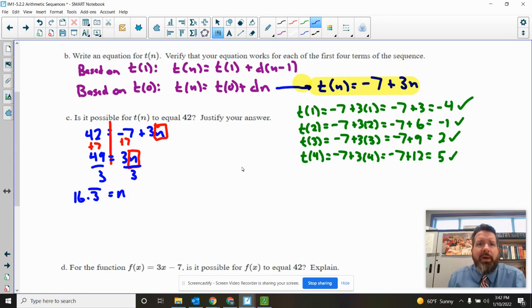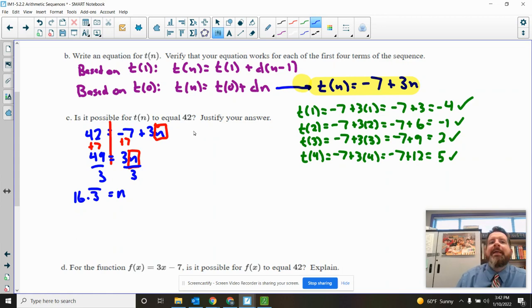Now, here is where I would like you to stop. Pause. If you're working with a partner, which is great, by the way, have a discussion about whether or not we think 42 is a term in the sequence. And then unpause when you're ready to move on.